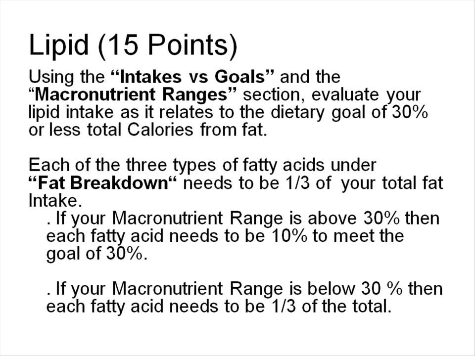Because the goal is, we're going to have 3 fatty acids. We're going to have the saturated, the poly, and the mono. And each of those, what we're going to see is we need to have each of those to be 1/3 of whatever your percentage is. So if you're above 30%, then each of those types of fatty acids is going to have to be 10%. But if you're below 30%, say you're at 21%, each of them would need to be 7%. Okay, because they're going to be 1/3 of the total.